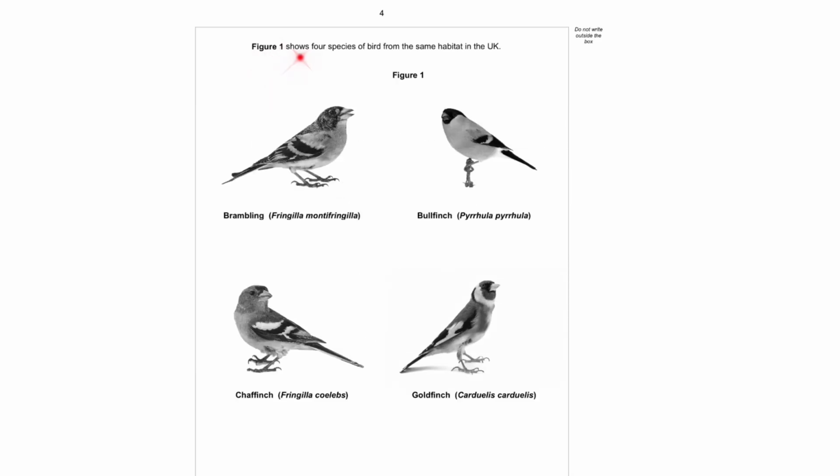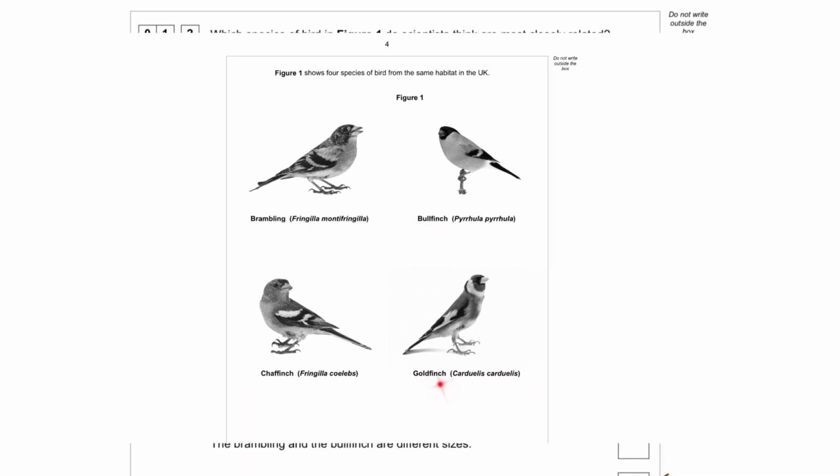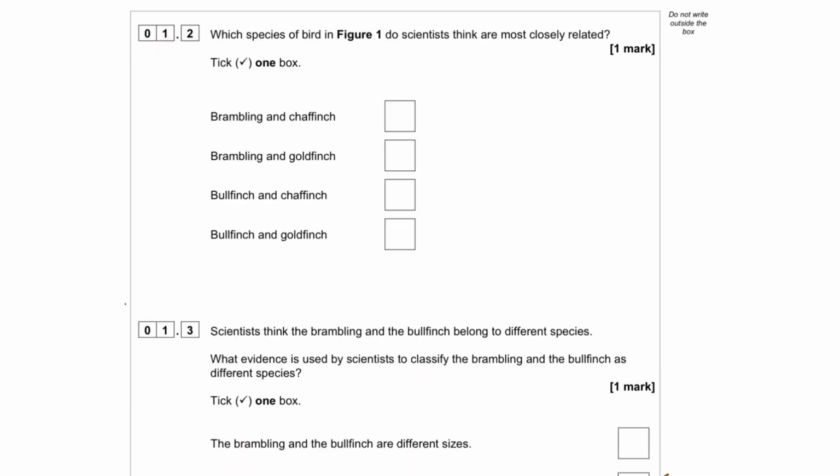Figure 1 shows 4 species of birds from the same habitat in the UK. Brambling, bullfinch, chaffinch, goldfinch. Question 1.2. Which species of bird in figure 1 do scientists think are most closely related? Tick one box. Brambling and chaffinch. So those will be the ones that are closely related.